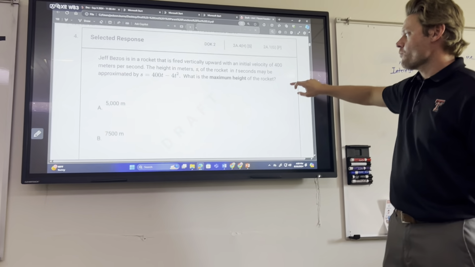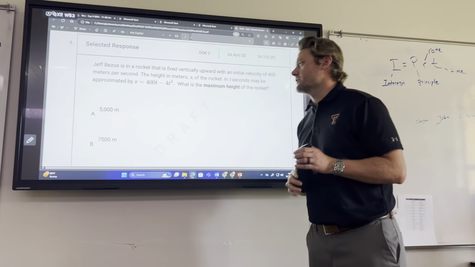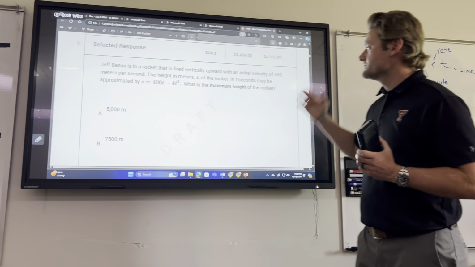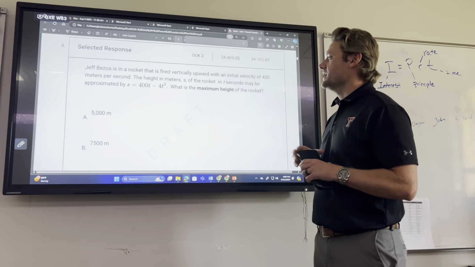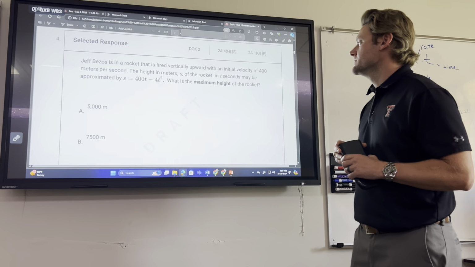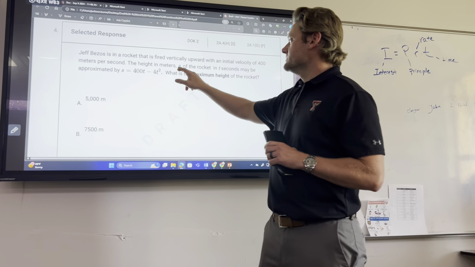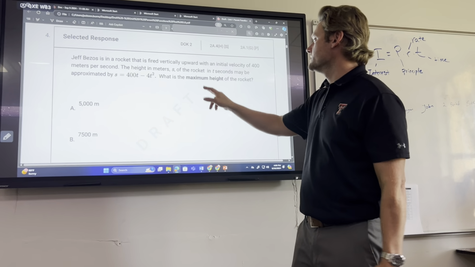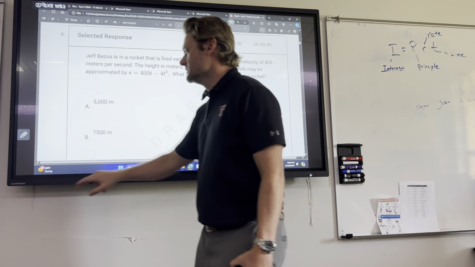All right, going on. So this is one of the hardest questions on the test. Jeff Bezos is in his rocket. It's fired vertically upward with an initial velocity of 400 meters per second. The height is S. S equals 400t minus 4t squared. What is the maximum height of the rocket?